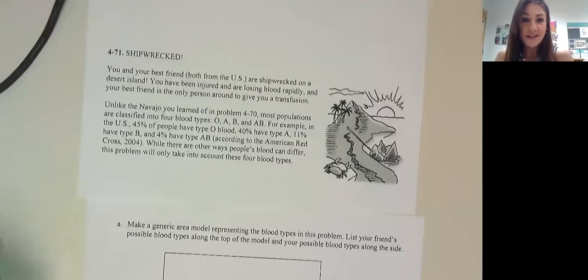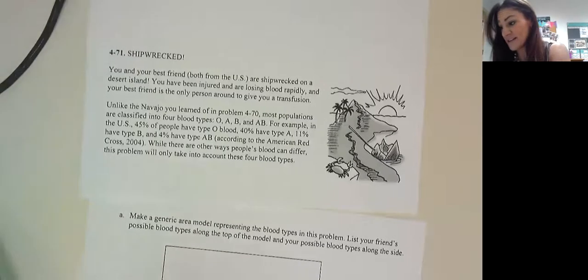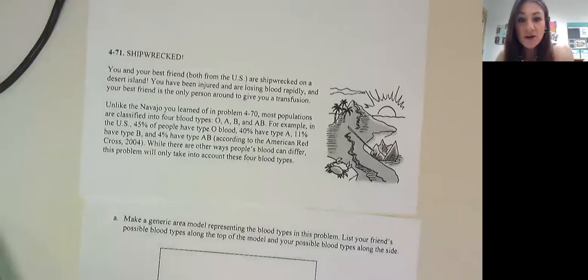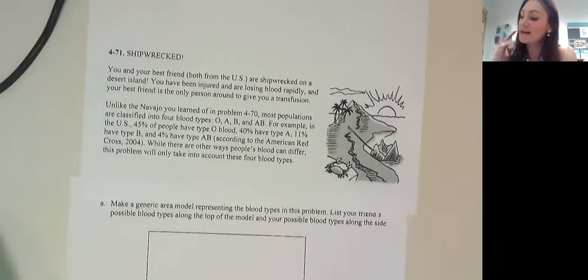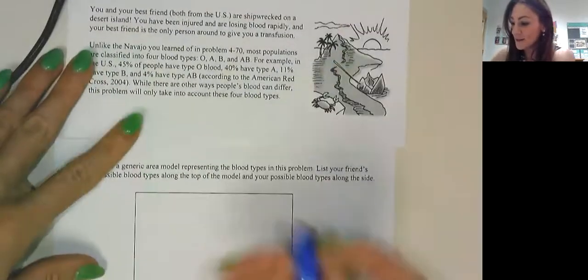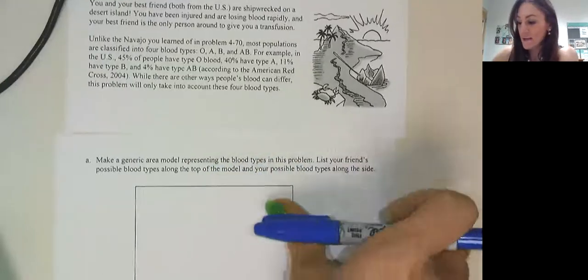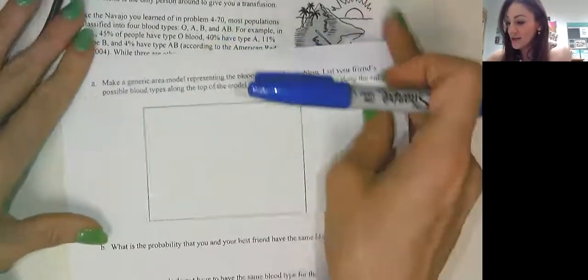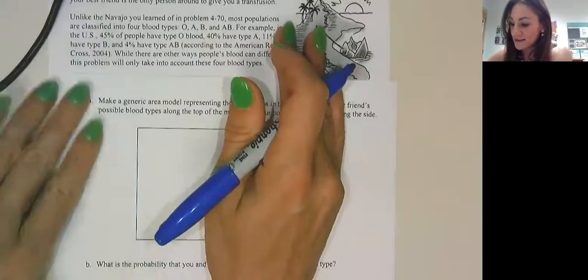All right, for this problem, we're now going to continue looking at the probabilities of compound events. So we have two things happening. You have a certain blood type, and your friend who is going to give you that blood transfusion also has a different blood type. So we want to find out the probability of this event. One way to help is to make an area model. All right, so we're going to make a generic area model to represent these different events.